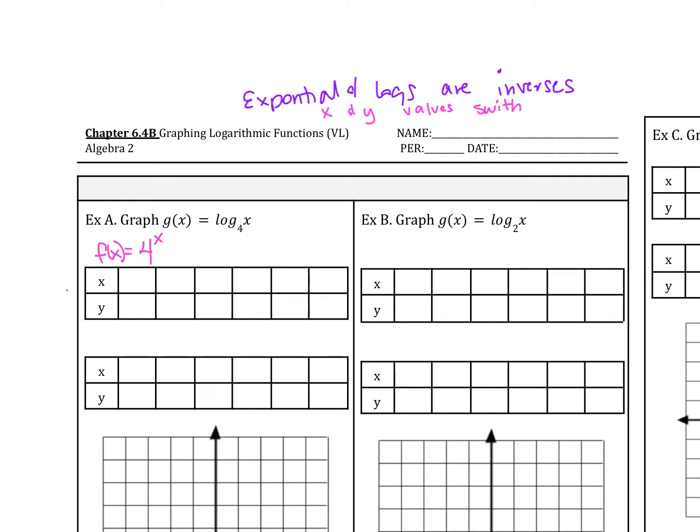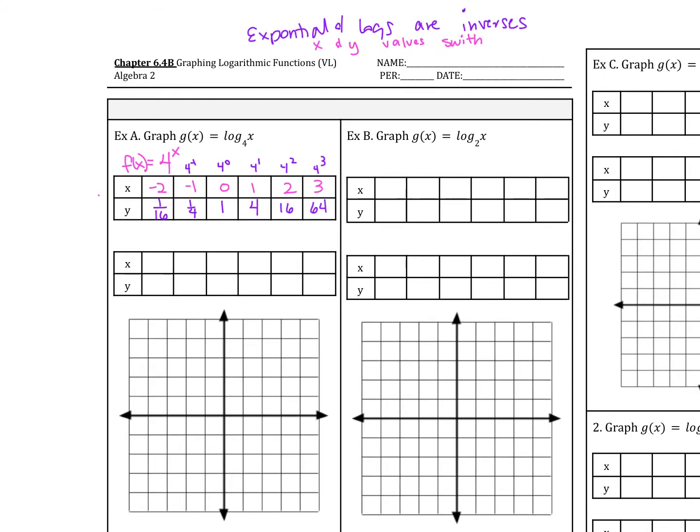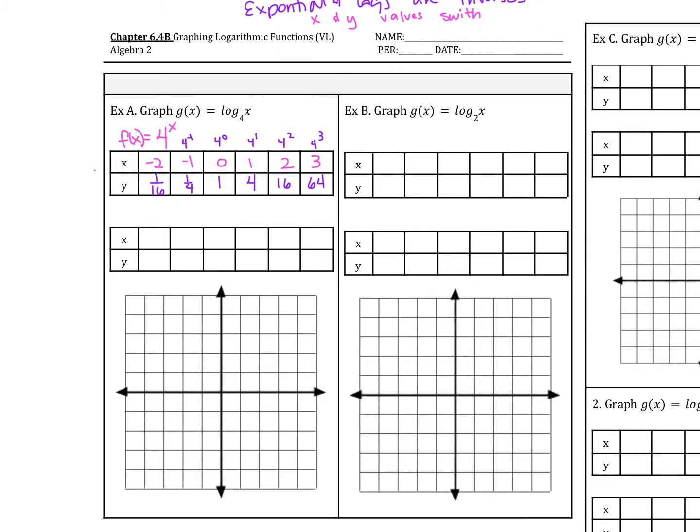Let's choose some values. I will choose 0, 1, 2, 3, -1, and -2. If we plug in 0, 4 to the 0 is 1. 4 to the first power is 4. 4 squared is 16. 4 to the third is 64. Then 4 to the -1 is 1/4, and 4 to the -2 is 1/16. So those are the basic points of our 4 to the x.